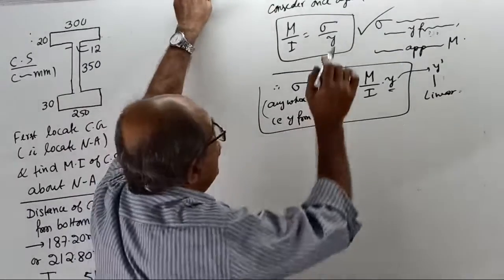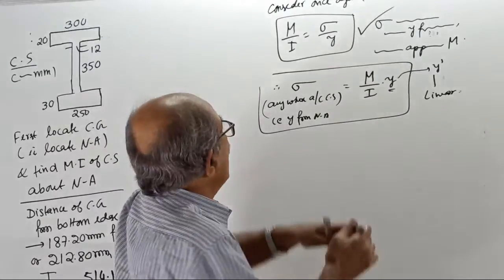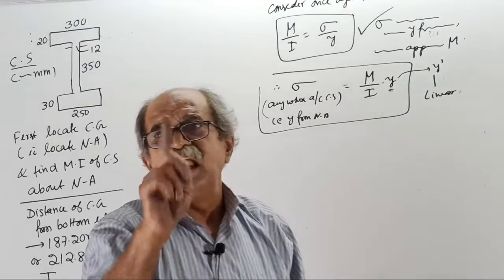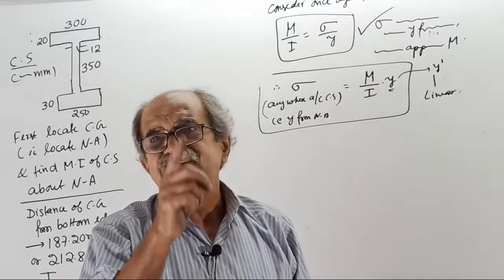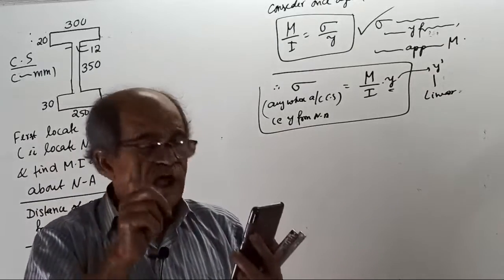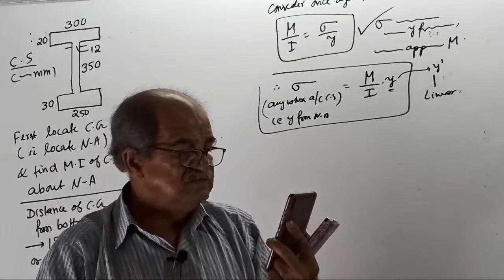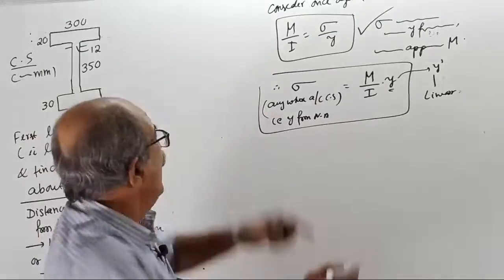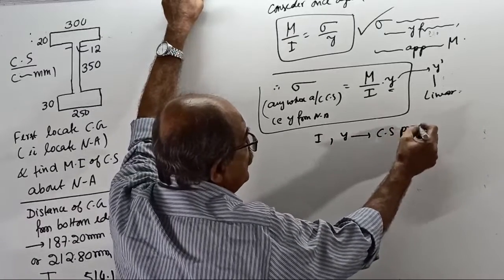Okay. Now, here, tell me, M is the applied bending moment. How many section properties are there here? When you put sigma is M by I into Y, how many sectional properties are there? Properties connected with the cross section, one or two? Two. Why? Because I and Y both are cross-sectional properties.